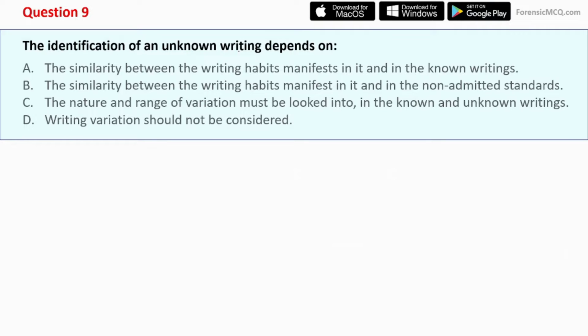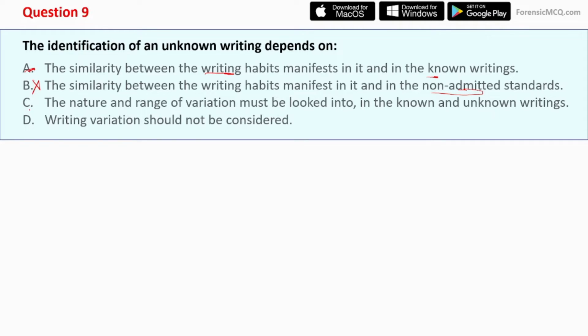The identification of unknown writing depends on the similarities between the writing habits. So what are writing habits? Writing habits are the unique characteristics or patterns in a person's handwriting manifest in it and the known writings. Known writings are the documents or reference samples whose authorship is confirmed. So A is correct. Second, the similarities between the writing habits manifest in it and the non-admitted standards. So what are non-admitted standards? These are the reference samples that have no confirmed identity. So option B is incorrect because non-admitted standards can't be used for comparison or identification purposes.